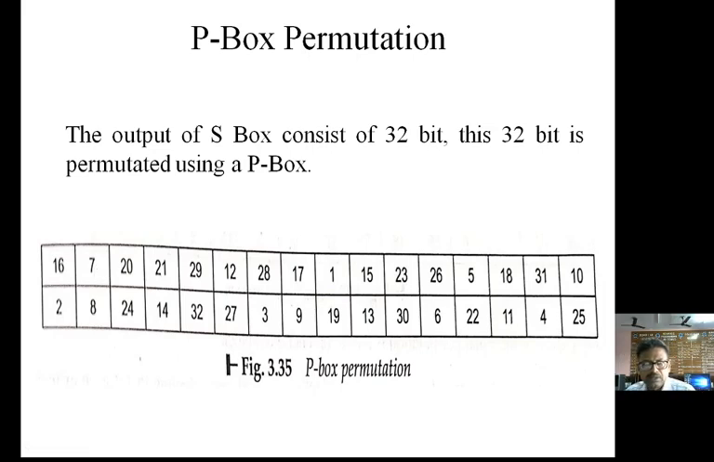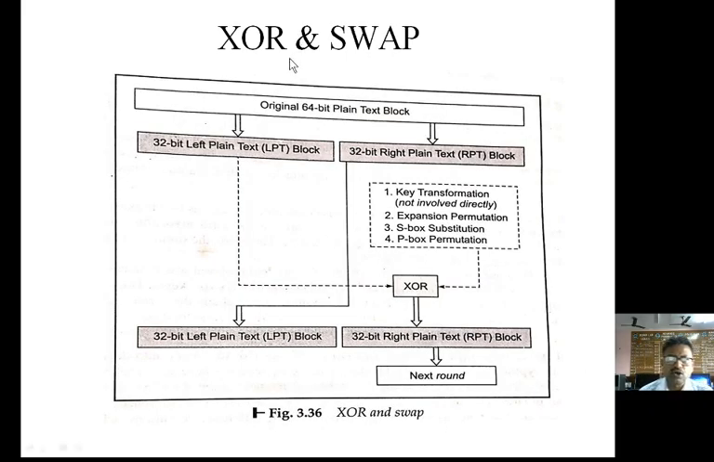And the last step in the round is the XOR and the swap. Now this is the general description of XOR and swap. Originally we have a 64-bit plain text. That 64-bit plain text, after doing the initial permutation, we divided into 2 parts, LPT and RPT.